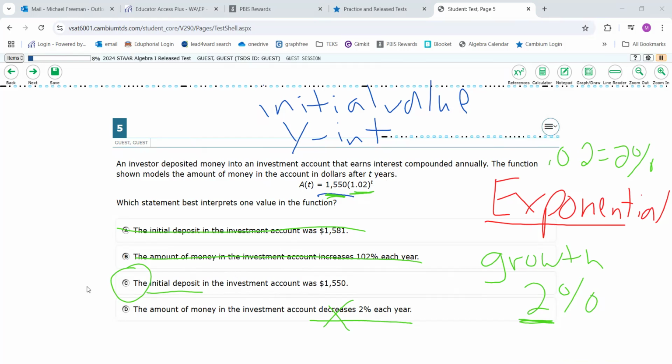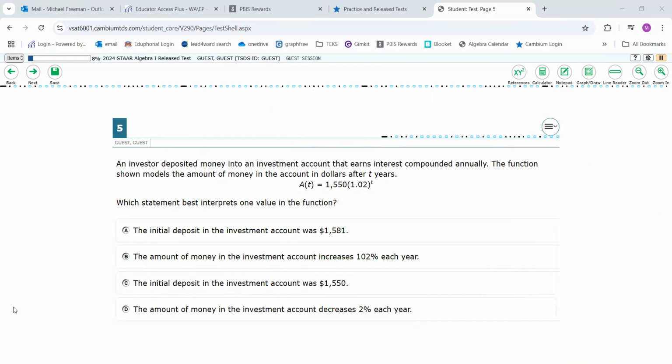Okay, so let's clear all this. Again, it should have been 1550, because we know the first number is our initial value.